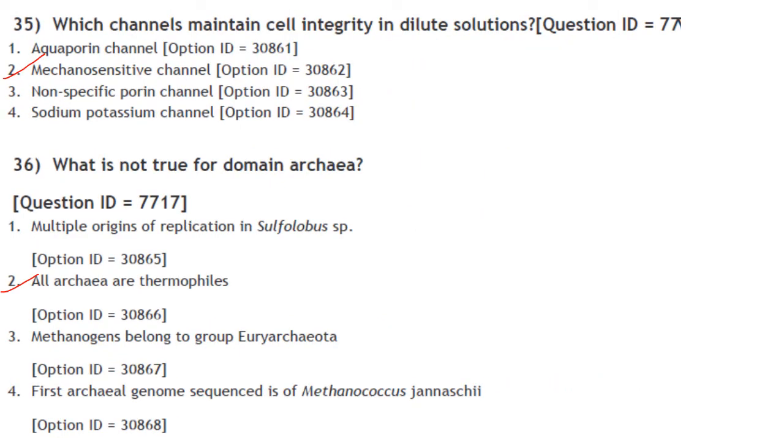Then which channels maintain cell integrity in dilute solutions? So it is mechanosensitive channels. Answer is option 2. Then what is not true for domain Archaea? So multiple origins of replication in Sulfolobus species. That's correct. Archaea are thermophiles. They are not only thermophiles, even halophiles are also present among archaea. So option 2 is not correct.